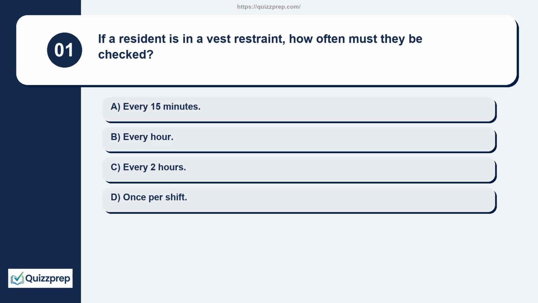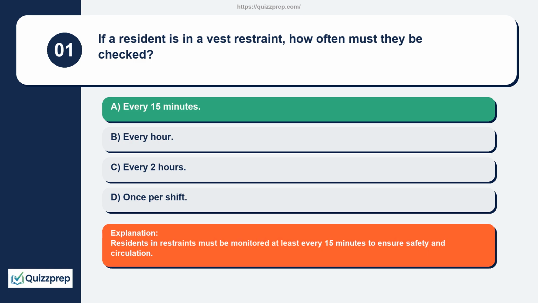Question 1. If a resident is in a vest restraint, how often must they be checked? Every 15 minutes, every hour, every 2 hours, once per shift. Residents in restraints must be monitored at least every 15 minutes to ensure safety and circulation.